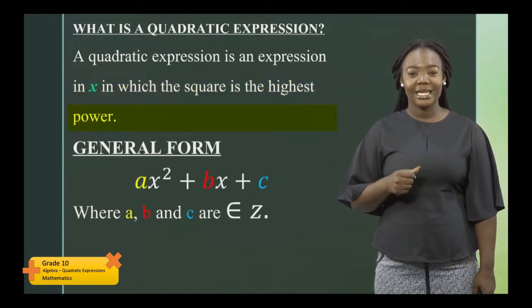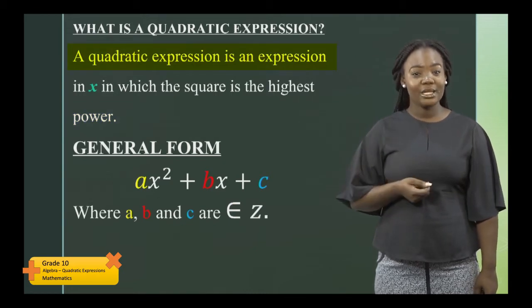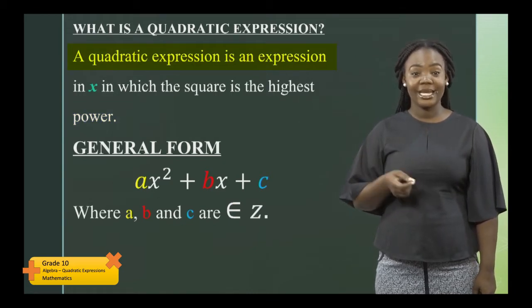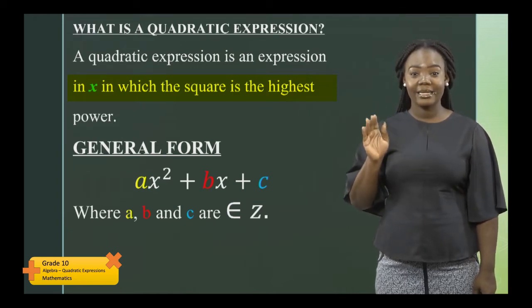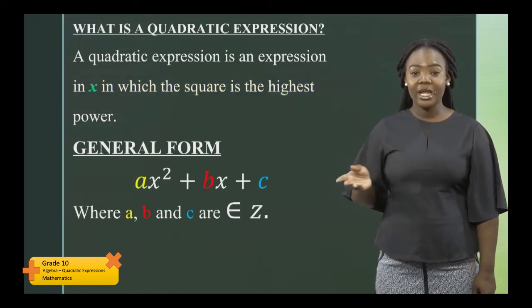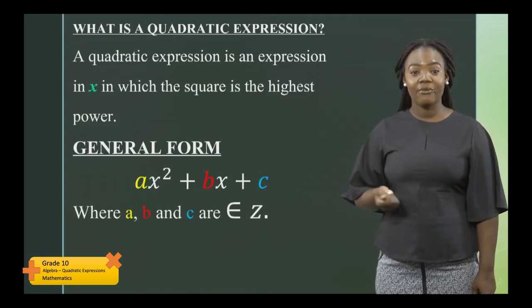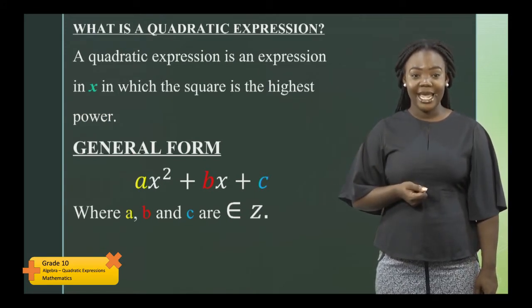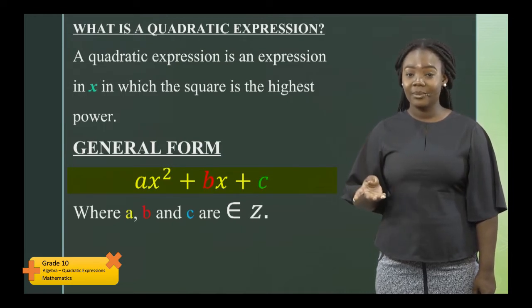Let's go over that once again. It says a quadratic expression is an expression in x in which the square is the highest power. Now here you can see the general form for a quadratic expression. It says ax squared plus bx plus c.